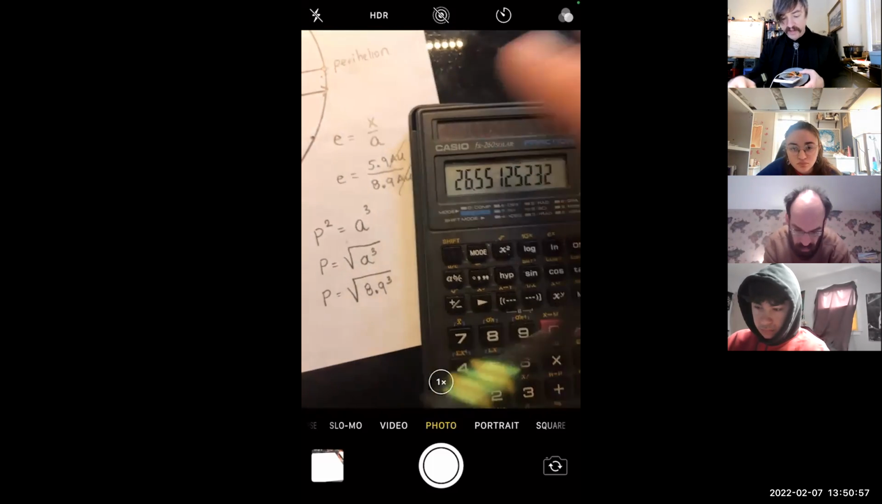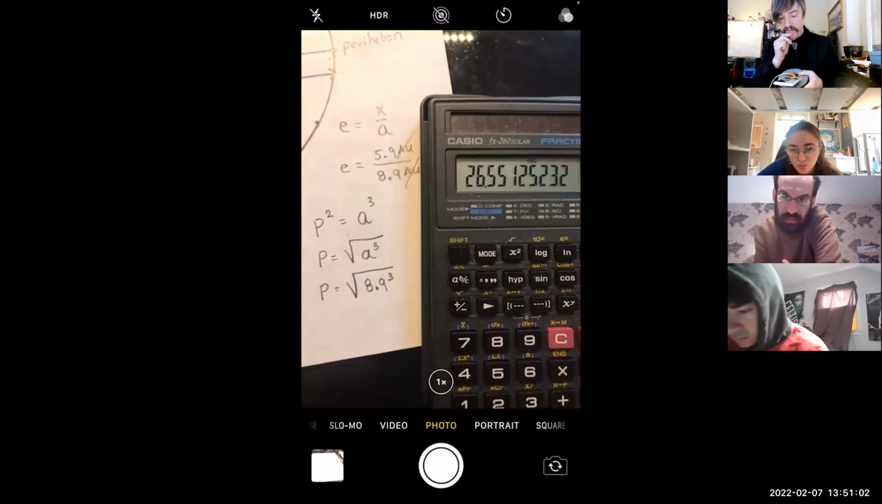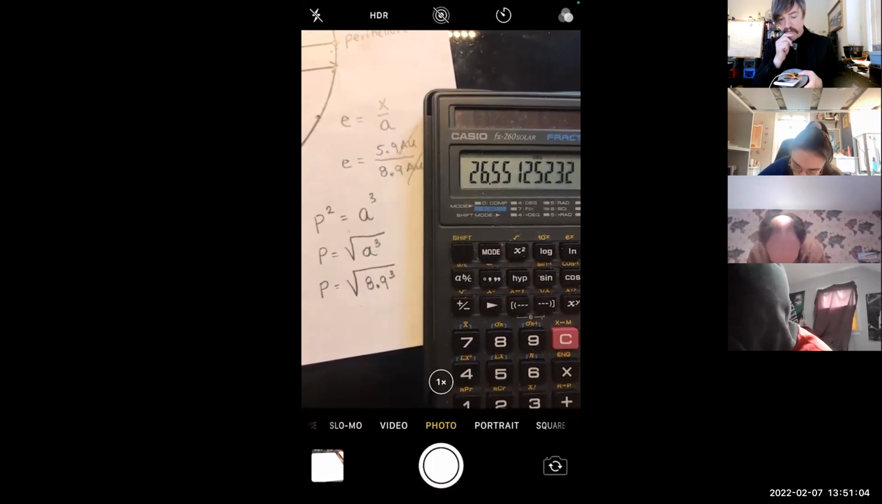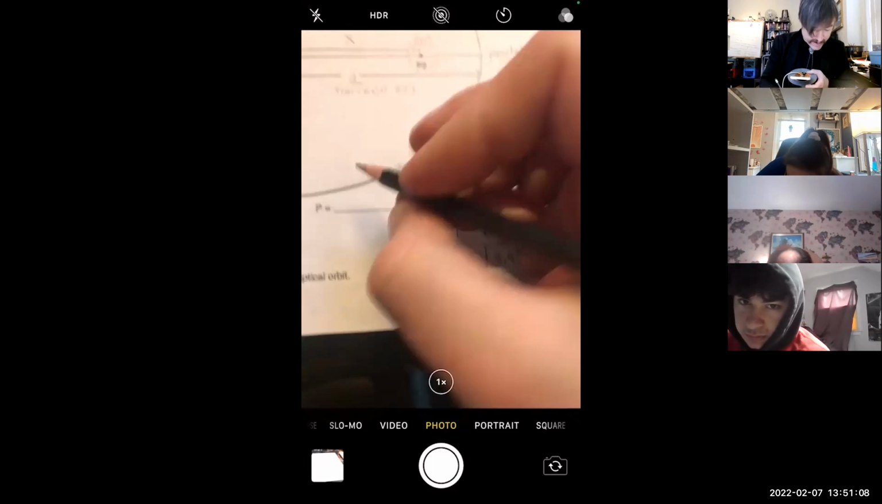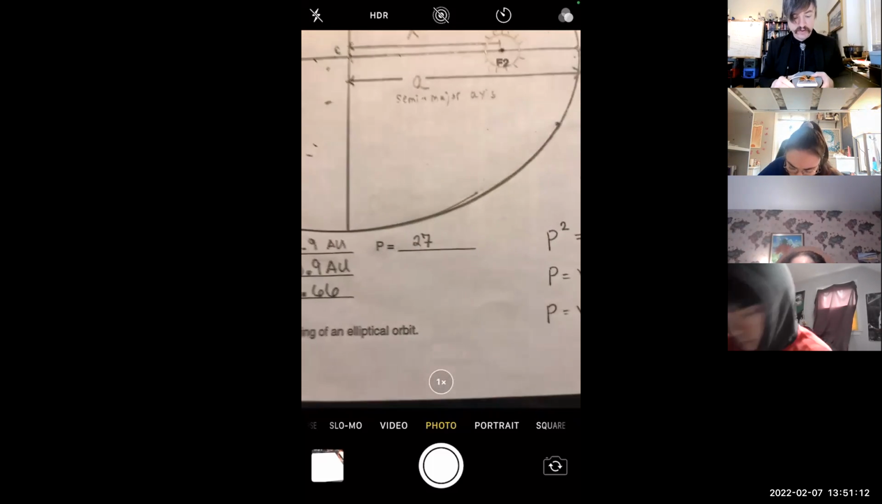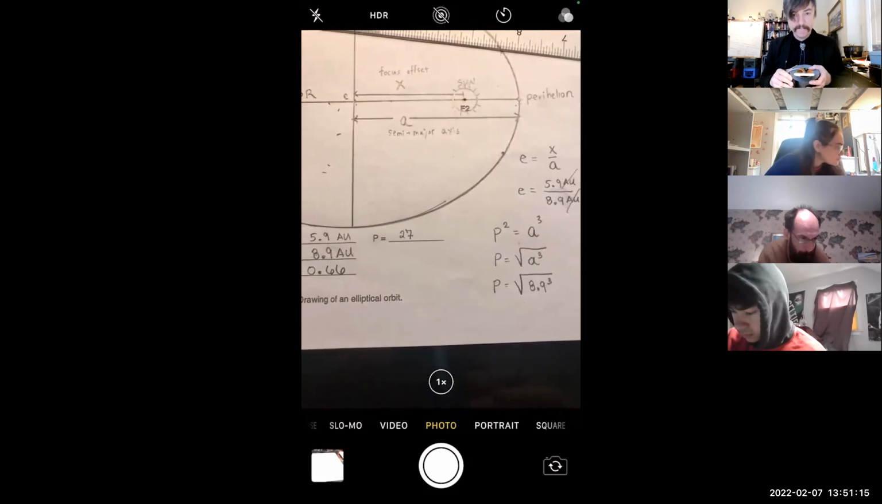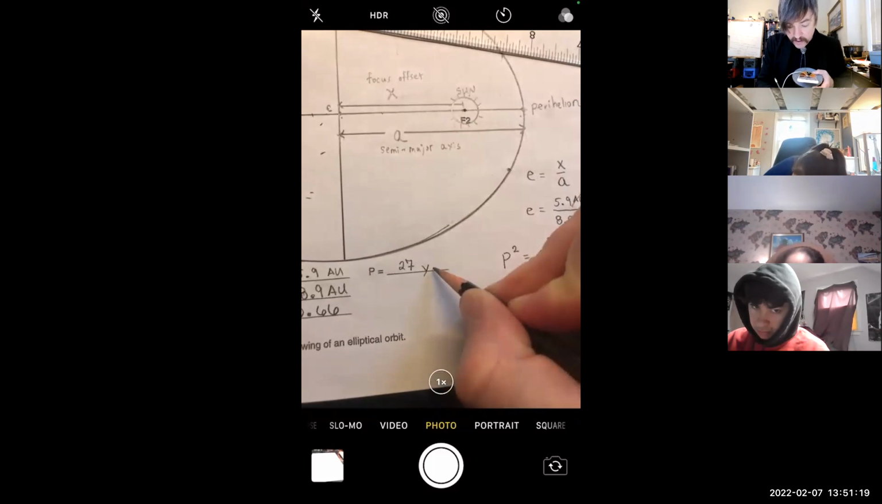What should I round to? How many sig figs? 2. So what should my final answer be? 26. 27. Yeah, because if you round up 0.5, that's 27. And what should the units be? Look at your notes to figure out the units of P. Years. That's right. It always comes out years. YRS.